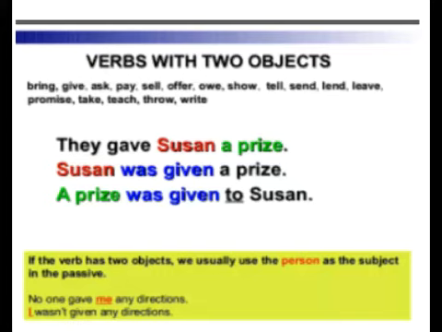Let's see the passive sentence with the indirect object. Susan has come to the subject's place and we have written a prize in the object's place. The rest of the steps are the same. Look at the sentence with the indirect object: Susan was given a prize.